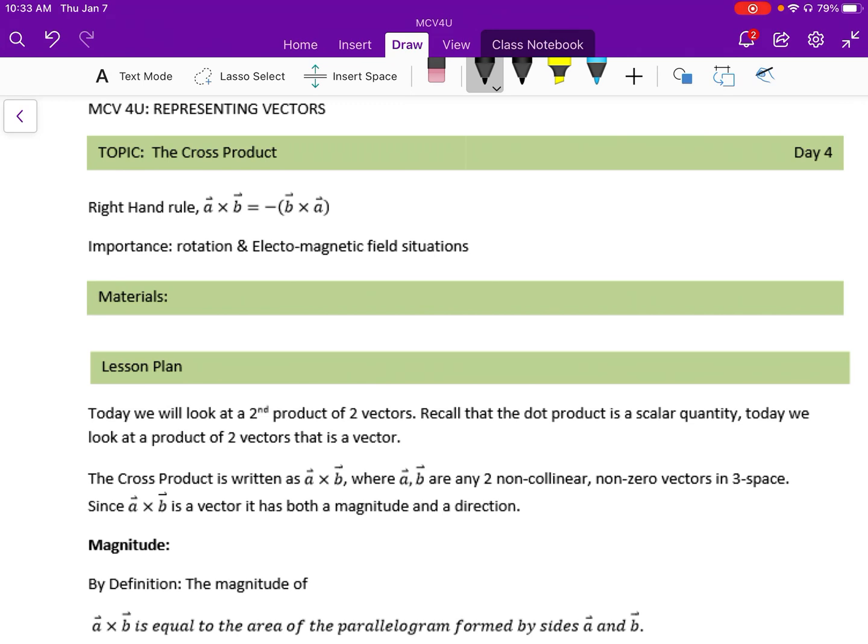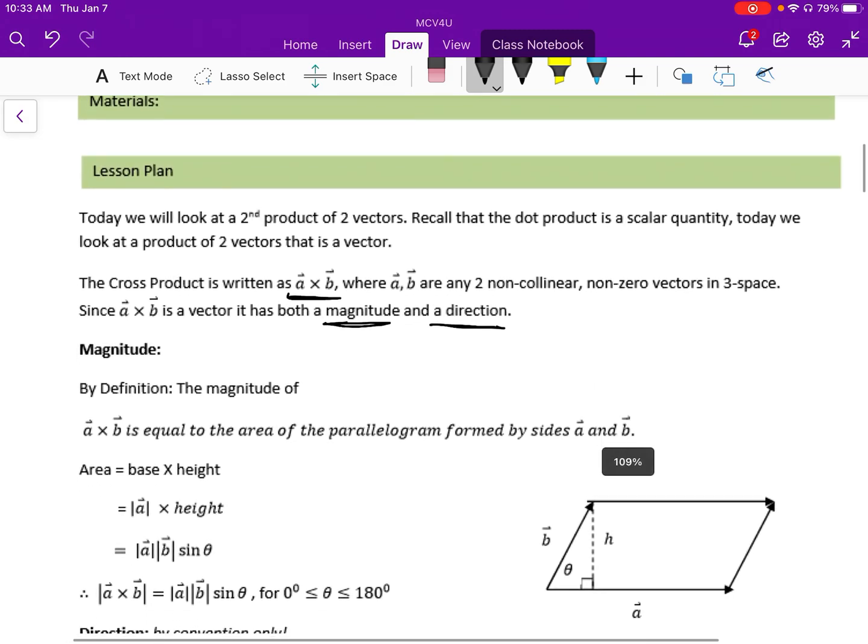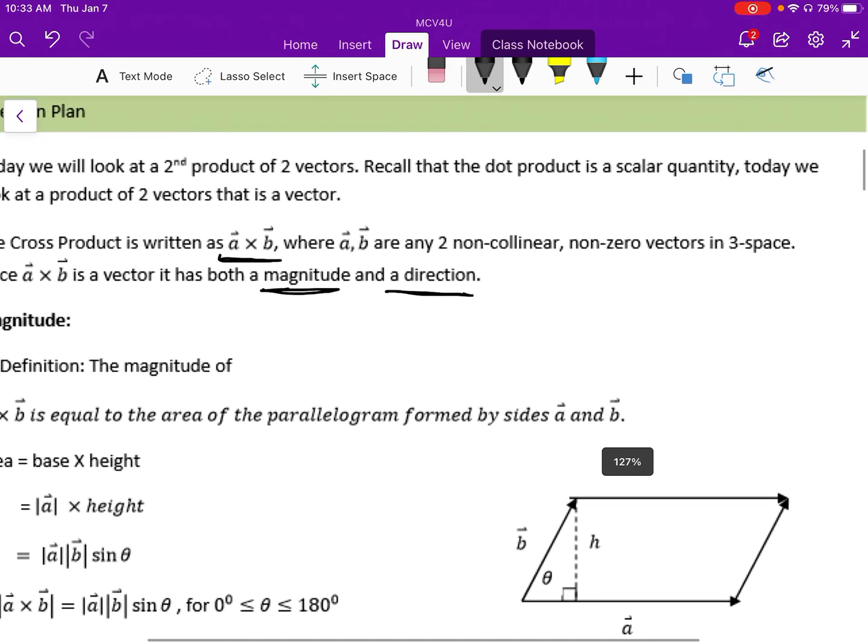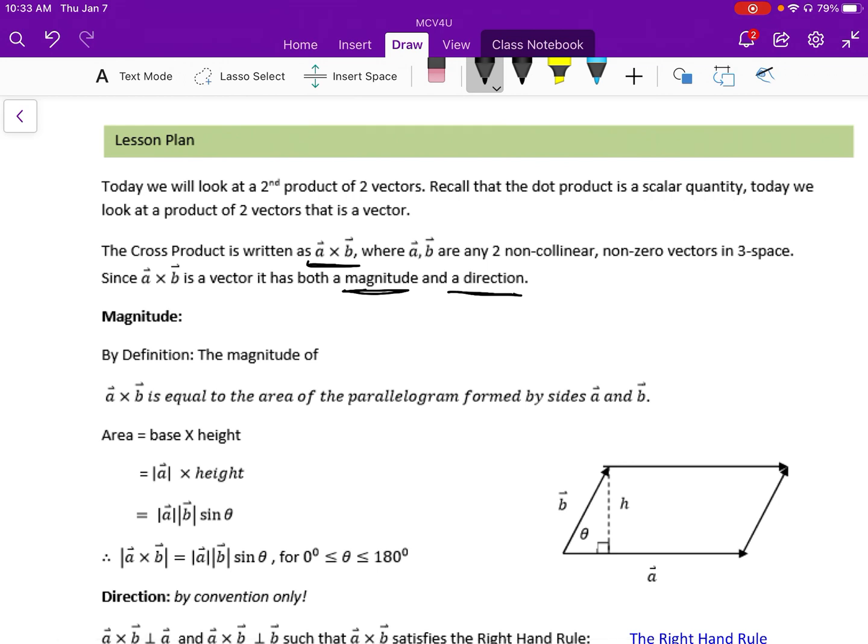Okay, with vectors, we write the cross product with this x in between. It means specifically this cross product. We know that it's a vector. By definition, it's a vector, so it has both a magnitude and a specific direction that we use by convention. So this is the geometric definition of the cross product. The magnitude is equal to the area of a parallelogram formed by the sides of the two vectors themselves.